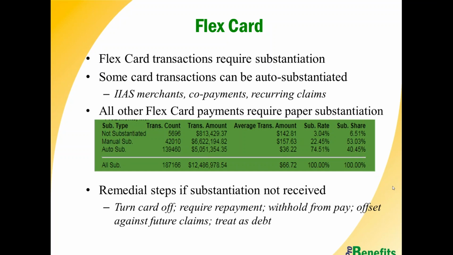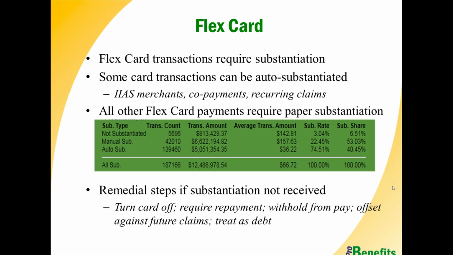Once the card is turned off, the plan should request repayment from the participant. Since that claim was not substantiated, it technically wasn't an eligible claim, so the participant was reimbursed for that claim when they really shouldn't have been. So what they should do is repay it to the plan.